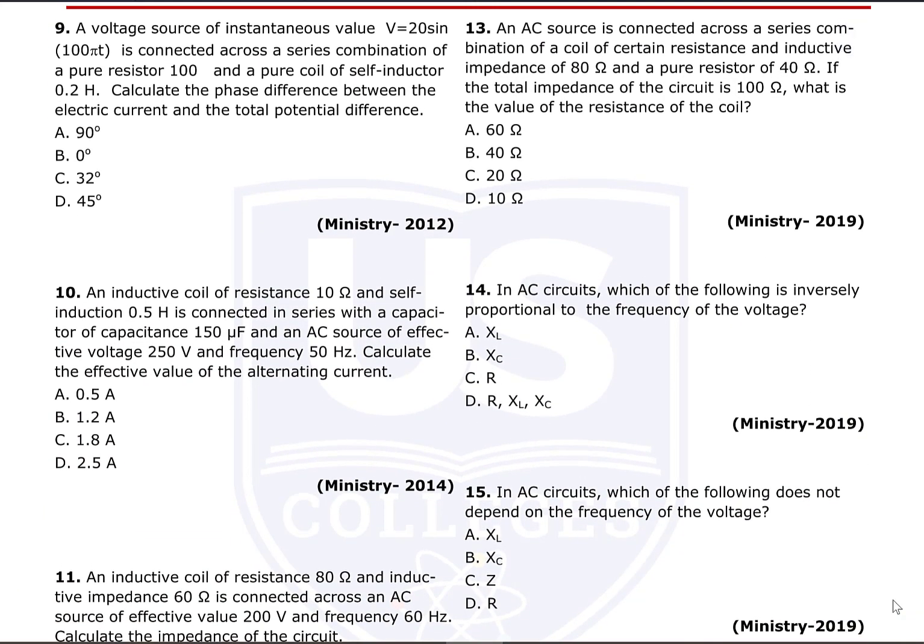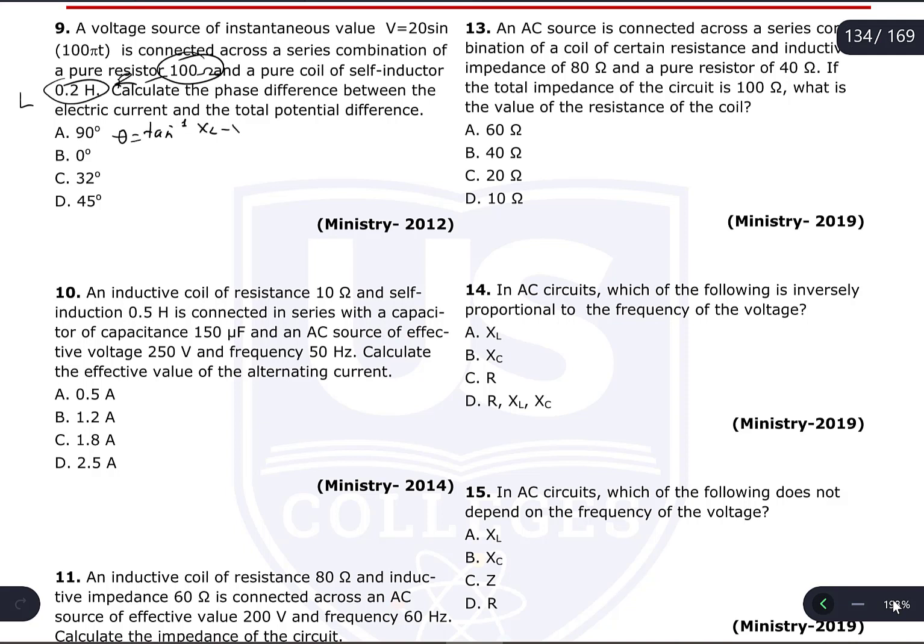And question number 9. A voltage source of instantaneous value 20 sin 100πt is connected across a series combination of a pure resistor of 100 ohm, so this is R, and self-inductance L of 0.2. We calculate the phase difference between the electric current and potential difference. The phase difference equation: theta is tangent inverse of (XL minus XC) divided by R. XC is 0 because no capacitor is connected.